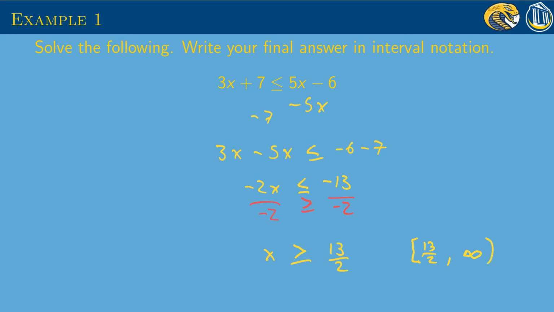Why do we flip the direction of the inequality? Well, you can try it for yourself. Pick some number x that's bigger than 13 over 2, say 7, and plug it in to the original inequality. See if it's true. Take some number less than 13 over 2, say 6, plug it in, and you'll see that it's no longer true. Try it yourself.